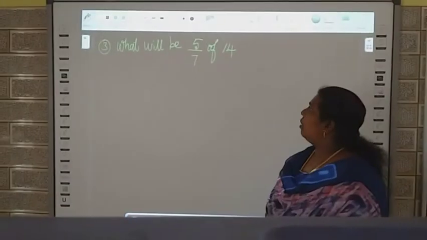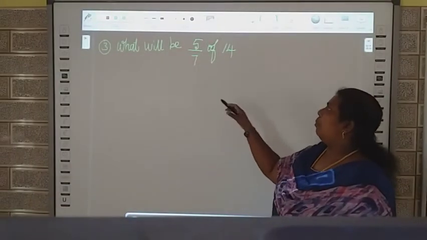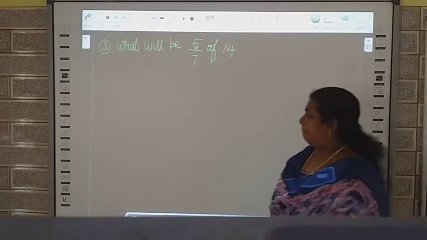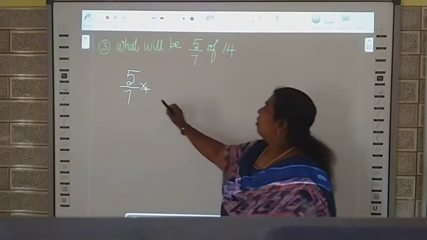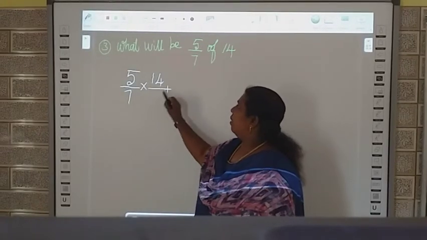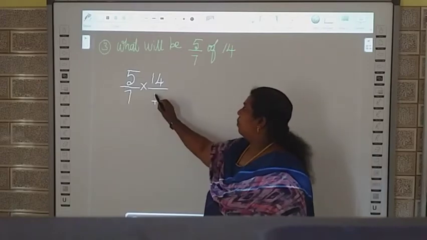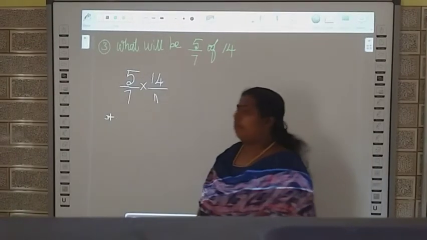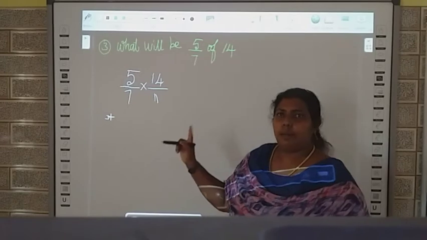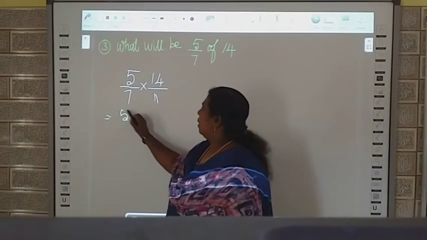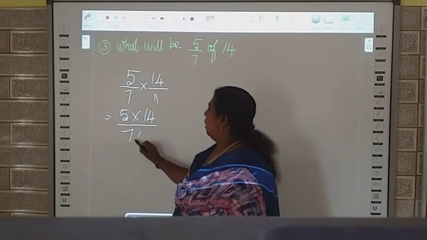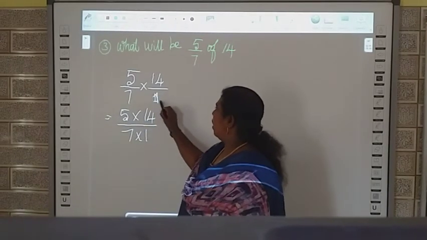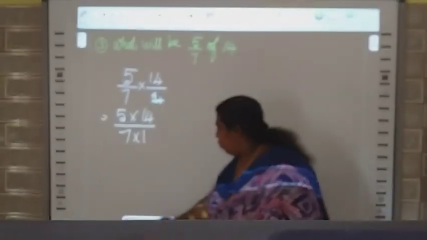See the next example. What will be 5 by 7 of 14? 5 by 7 into 14 divided by 1. Denominator is 1. What is the next step? You have to multiply numerator and numerator, right? That is 5 into 14 divided by 7 into 1. This is 1, okay? 7 into 1.